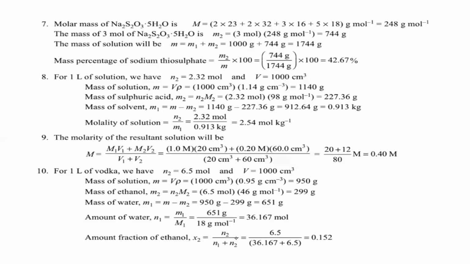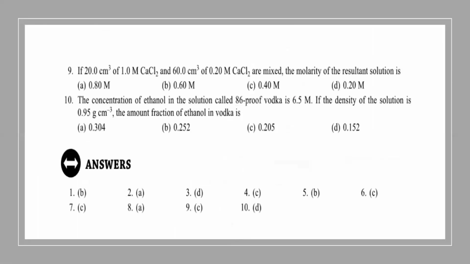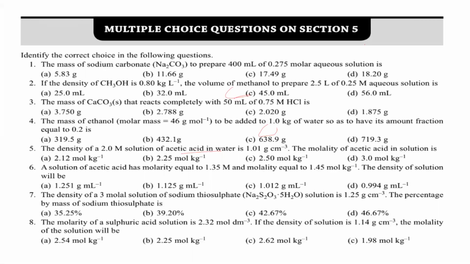Now question number 8. The molarity of sulfuric acid is given directly, 2.32 moles per decimeter cube, that is moles per liter. And if the density of the solution is 1.14 grams per centimeter cube, then the molality of the solution is, they're asking us to find. In this case, we can find it in a different manner by using molarity and mole fraction.